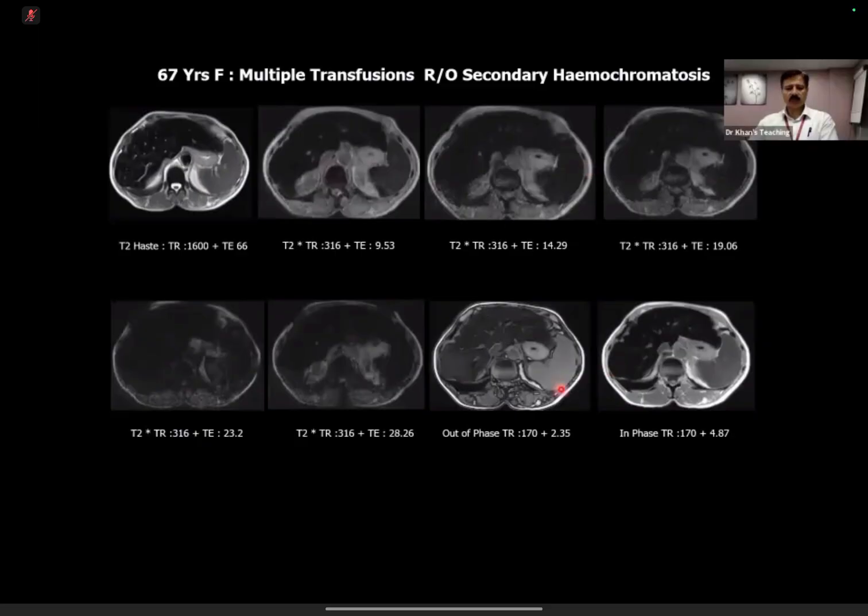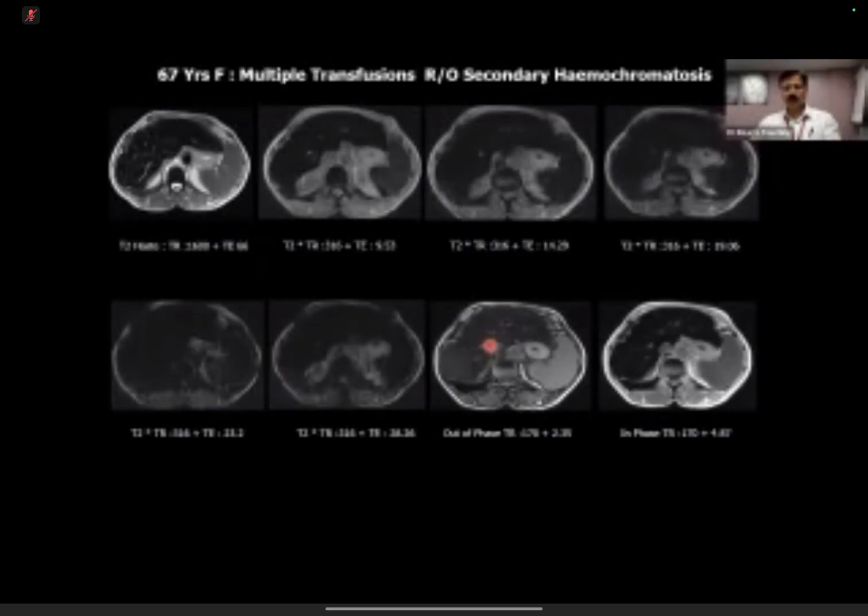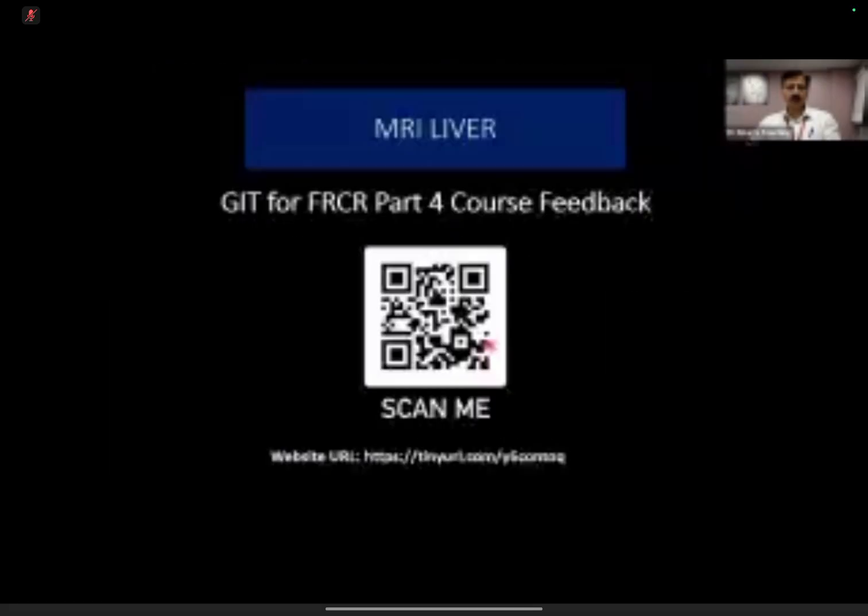And as was pointed out, you do in phase and out of phase. On out of phase, if you see this out of phase, this is brighter as compared to this one, which is what you expect to be seen in a fatty change.